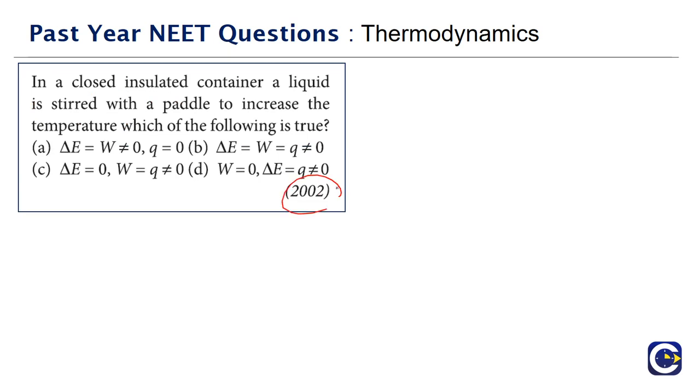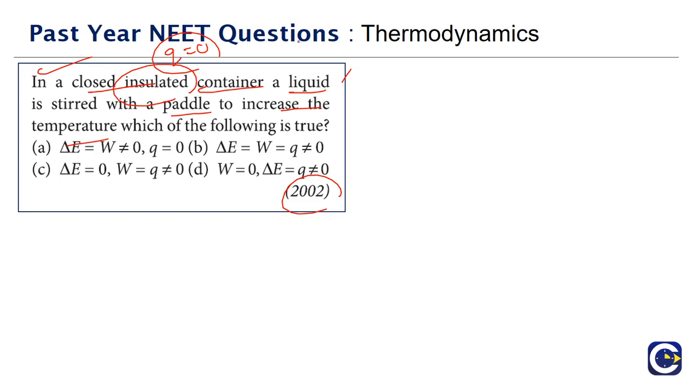Next, we have a reasoning sort of question that has come in 2002. This is based on the analysis of the first law of thermodynamics. In a closed insulated container, insulated means what? No heat exchange. Q will be equal to 0. A liquid is stirred with a paddle to increase the temperature.